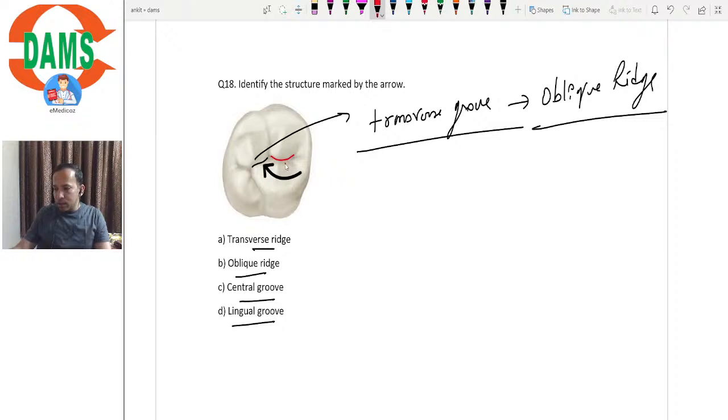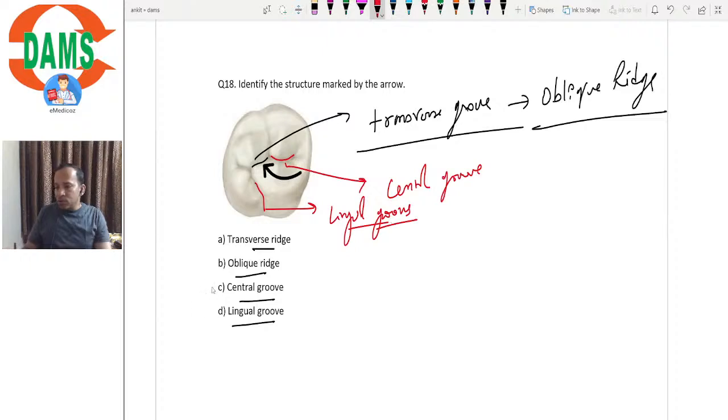This here is the central groove, and this groove here is the lingual groove. So we can easily rule out options C and D, isn't it? तो बाकी grooves भी देख लेते हैं एक बार.